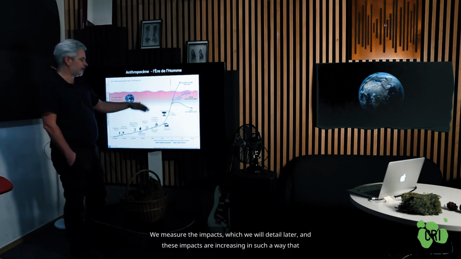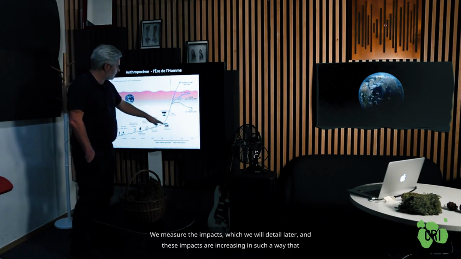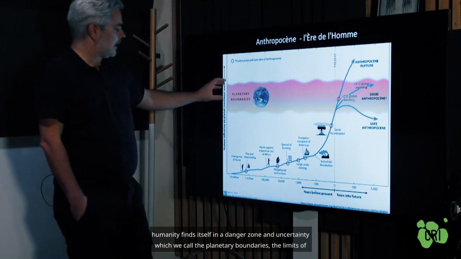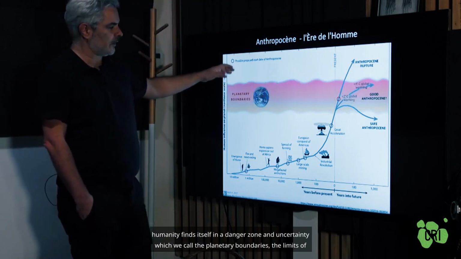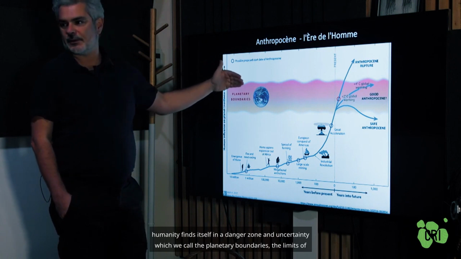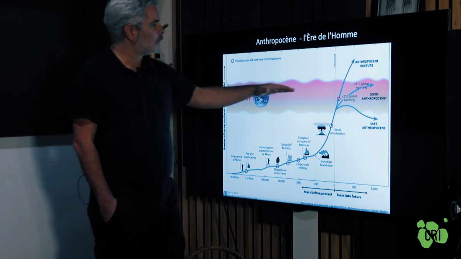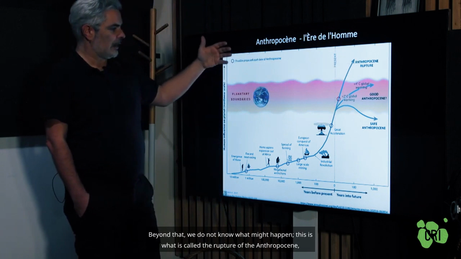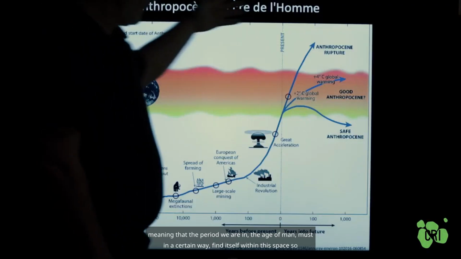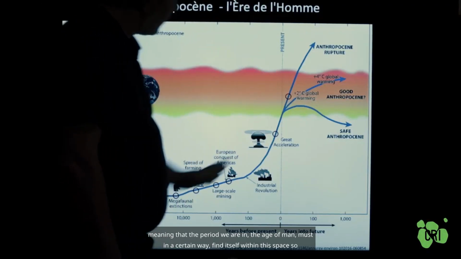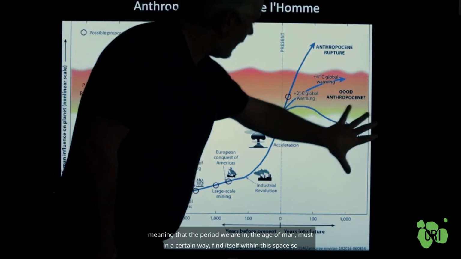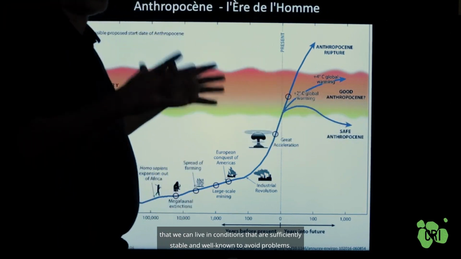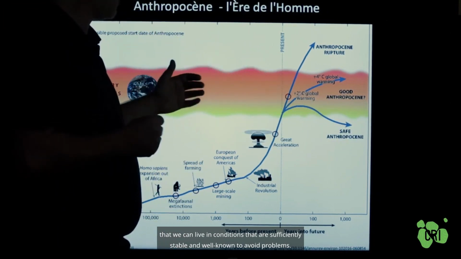We measure the impacts, which we will detail later, and these impacts are increasing in such a way that humanity finds itself in a danger zone and uncertainty, which we call the planetary boundaries, the limits of the Earth. Beyond that, we do not know what might happen. This is what is called the rupture of the Anthropocene, meaning that the period we are in, the age of man, must, in a certain way, find itself within this space so that we can live in conditions that are sufficiently stable and well known to avoid problems.